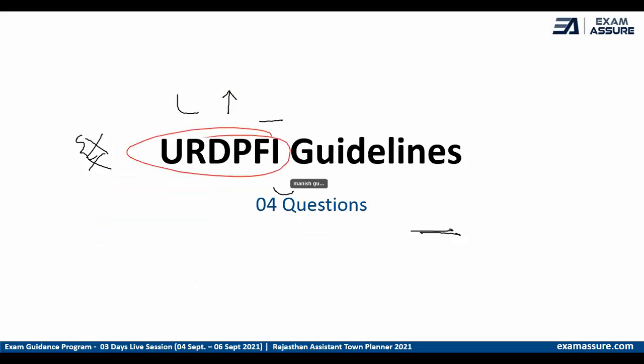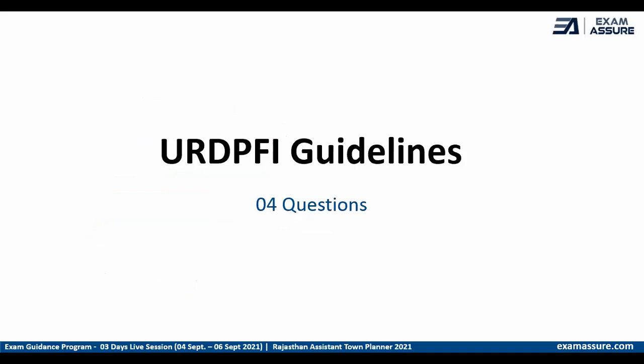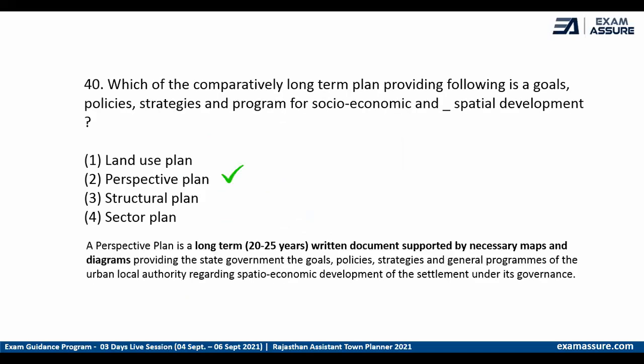URDPFI guidelines. This is more important because we're looking at a planning paper, and 4 questions came from the URDPFI guidelines. Again, it's something we have already provided to you, and you might have it with you. Just go through it once and let's see the questions. The first question: which of these is a comparatively long-term plan? Long-term plan is the keyword here. Among the options, all the others are not even development plans, so if you know that the perspective plan is the long-term plan that we have.